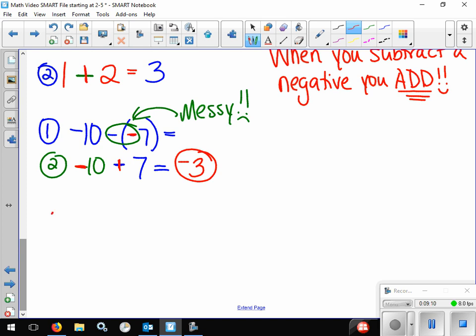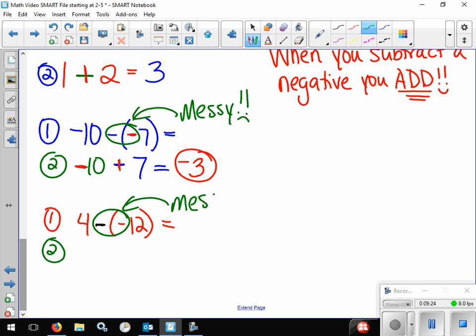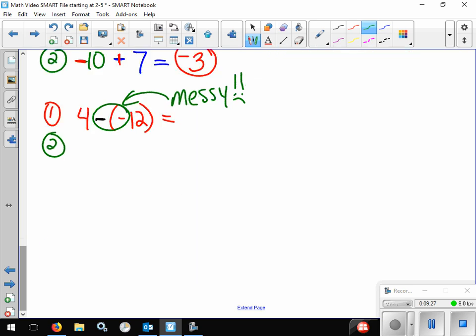Let's try another one. So 4 minus a negative 12. Step 2, we get to rewrite. Eventually, you don't have to write messy, because maybe you'll just remember that's messy. So then it's 4, and then minus a negative 12. So I get 4 plus 12, making it very simply 16. Clean up the messiness. We don't like messiness.